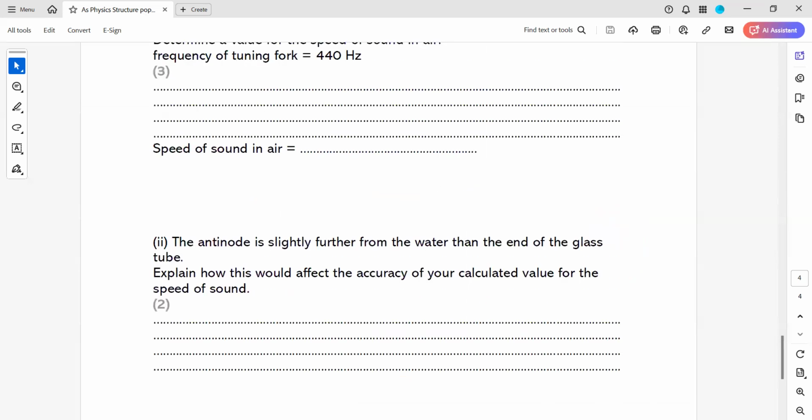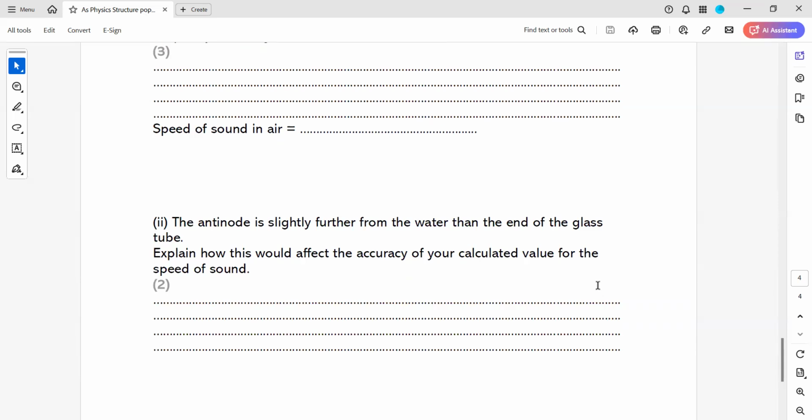Okay. 3b2. The antinode is slightly further from the water than the end of a glass tube. Explain how this would affect the accuracy of the result. So here, what is happening?